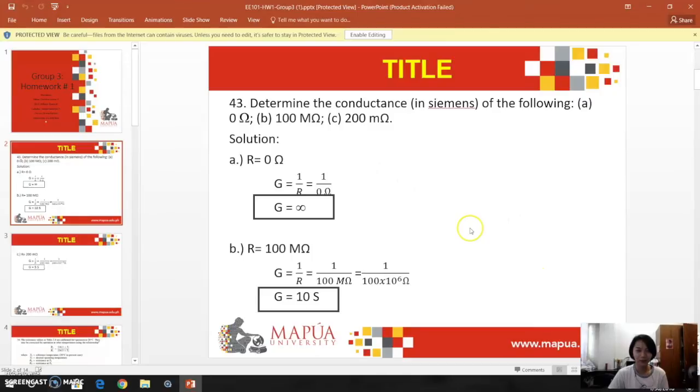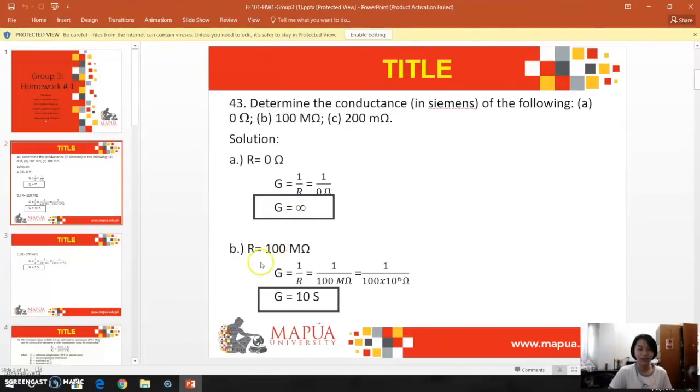So, for the first number 43, determine the conductance of the following. And for letter A, the given resistance is 0 ohms. So, the formula for conductance is 1 over the given resistance. That's why 1 over 0 ohms. So, the conductance is infinity, since 1 divided by 0 cannot be defined and equals infinity.